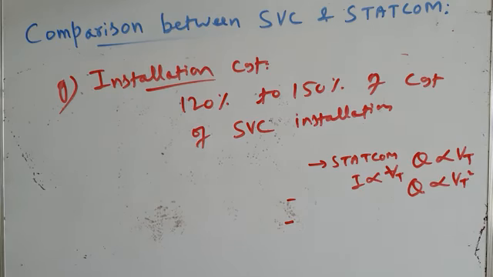Physical size of SVC is smaller due to the elimination of huge inductor and capacitor banks. Size is reduced by 30 to 40%, which involves less labor cost, less land required. So it can be used in those areas where the cost of land is high, and STATCOM is relocatable also because of its smaller size.